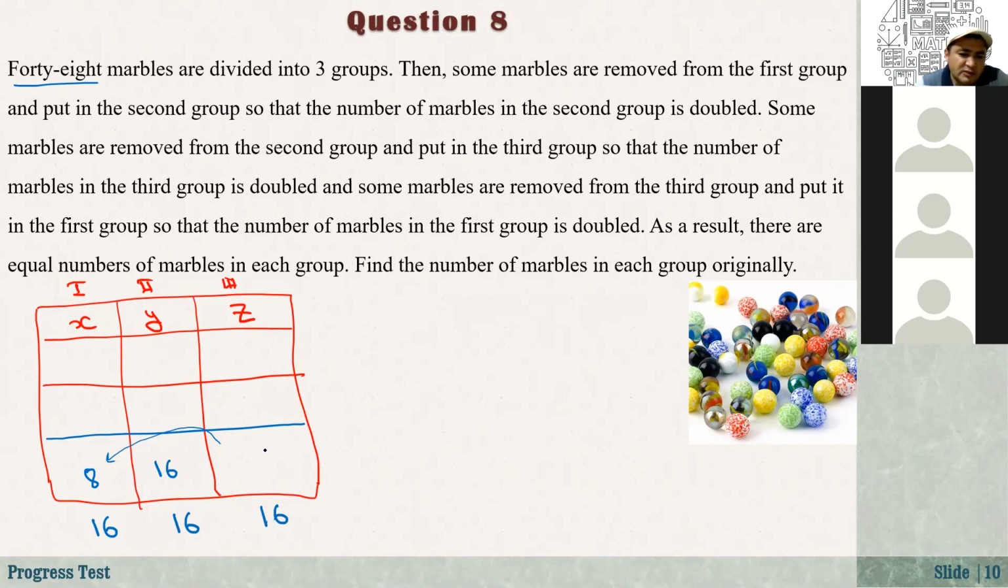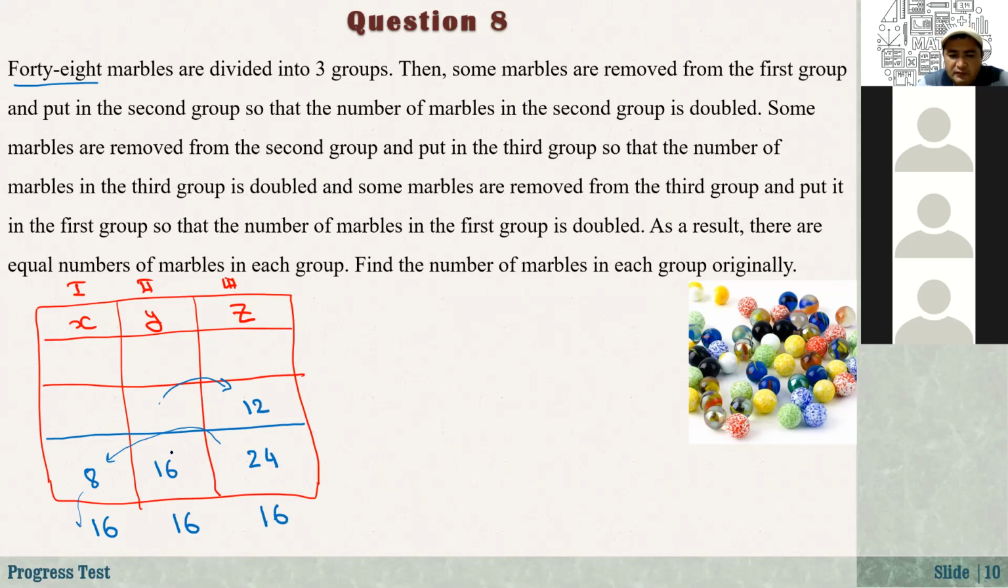Actually, we just took some marbles from the third group and put them into the first group so that the marbles are doubled. If it is 8, that's why it became 16. So before we did this operation, how many marbles did we have in the third group? We had 16 plus 8, that's equal to 24, right? How about before this? We removed some marbles from the second group and put them into the third group so that it is doubled. So that means that half of 24 is 12. That means that we removed 12 marbles from the second group and put them into the third group.